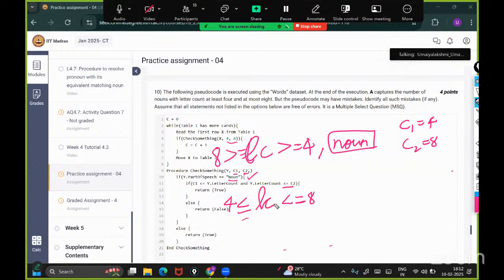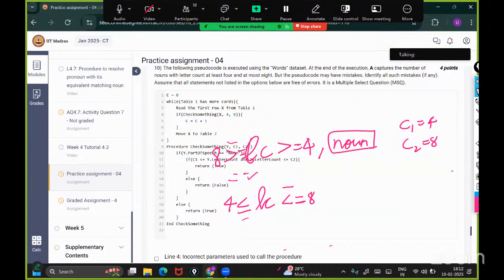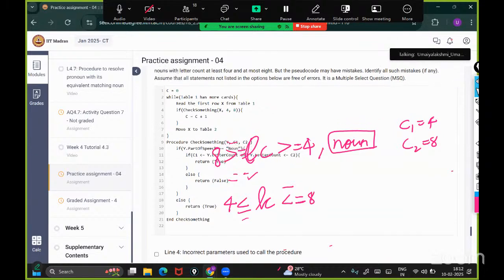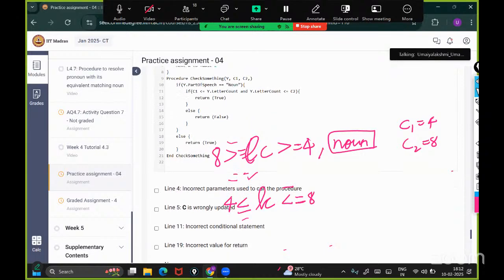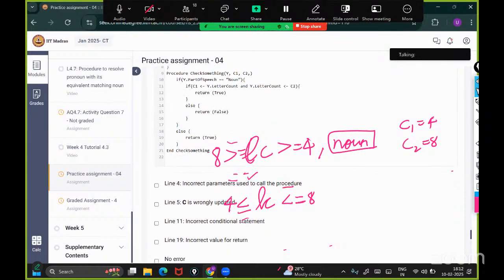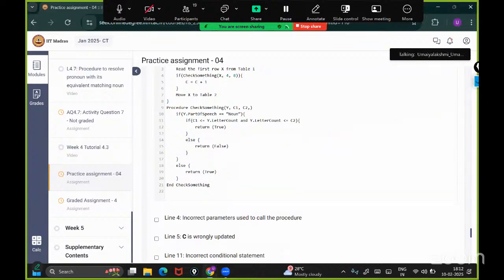Okay, so if yes, return true. If it is not, then it is added false to C. So here A captures what they have mentioned, but we are trying to add it in A, right? So, incorrect conditional statement 11.9. Okay, so is the conditional statement wrong?